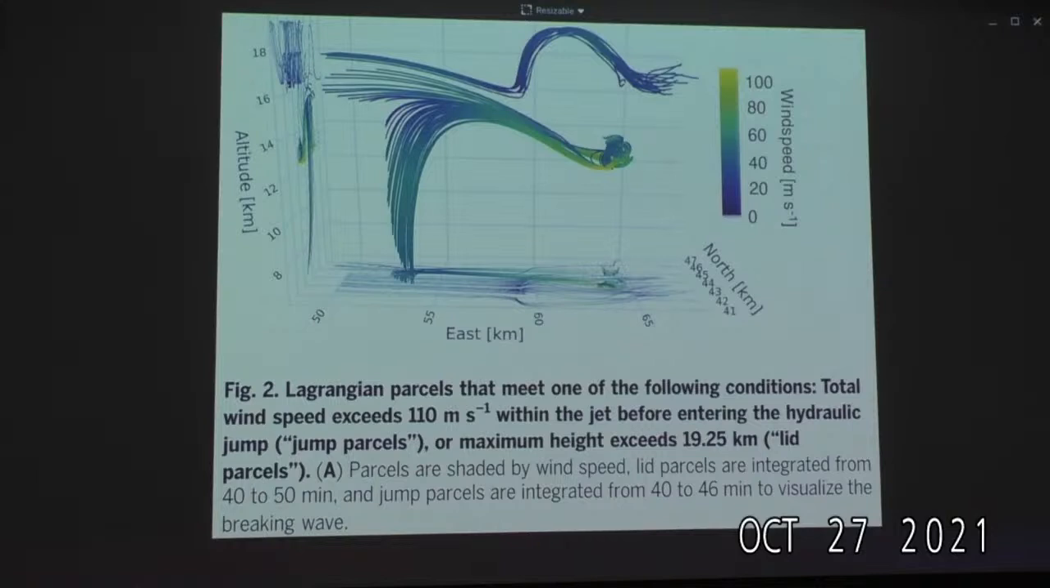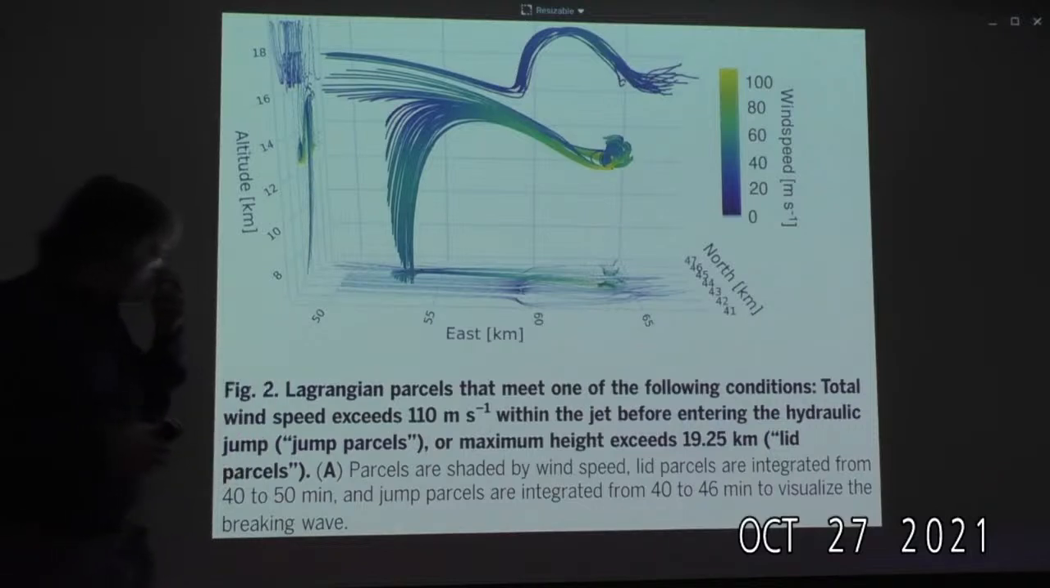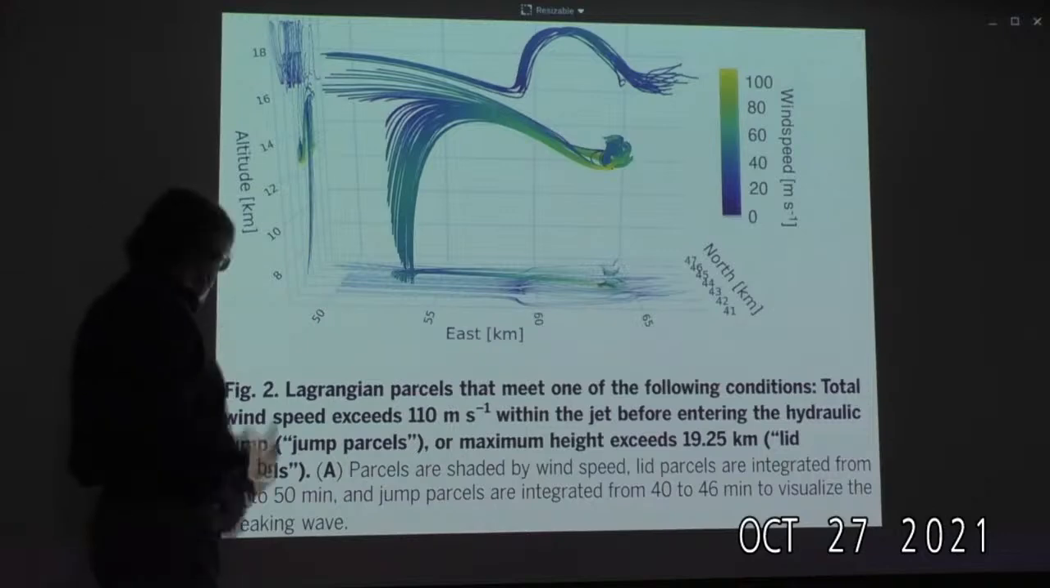As far as where the air is coming from, taking a Lagrangian perspective, this is work that Kelton did. Because we saved all the data on disk and we have code that can do trajectories forward and backwards in the model time step, we can do all sorts of neat things. These are Lagrangian parcels that meet one of the following conditions: the total storm relative wind speed exceeds 110 meters per second within the jet before entering the hydraulic jump.